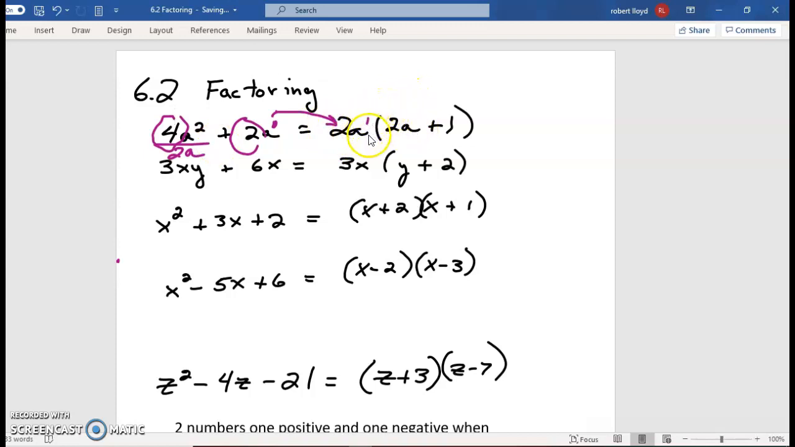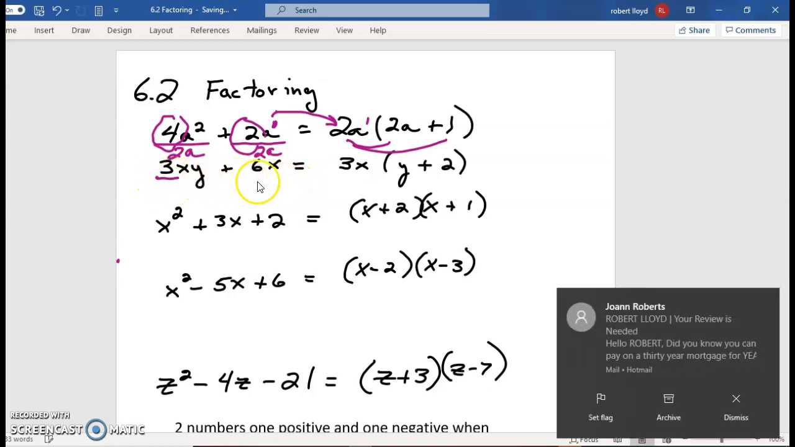So what goes in parentheses is what's left after we factor out the common factors. Likewise, we divide 2a by 2a, and we get 1. So if you distributed this 2a back, you'd end up with the original problem. So our next one here is 3xy plus 6x.